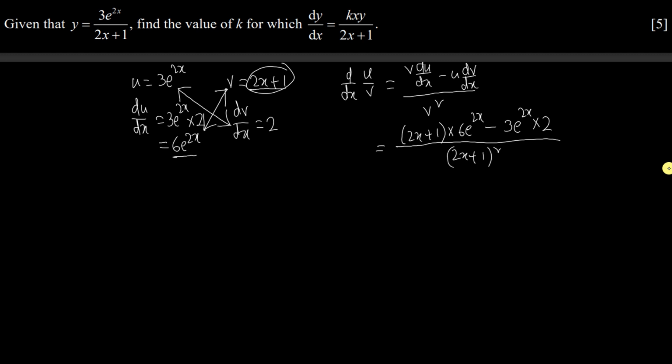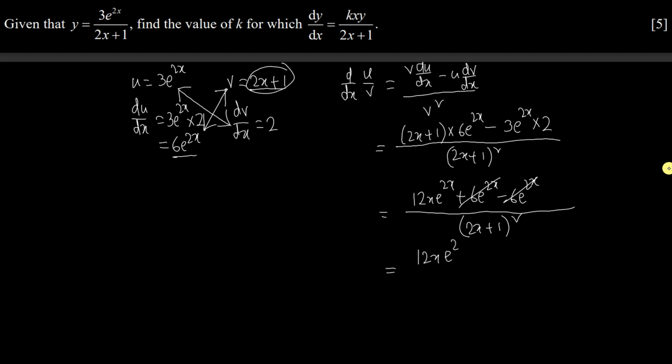Now we are going to simplify. On the top we got 12x e to the power 2x, and the next term is 6 e to the power 2x, and the last term is minus 6 e to the power 2x again, and the bottom is 2x plus 1 whole square. So you can cut out these two values. The remaining part is 12x e to the power 2x divided by 2x plus 1 whole square.